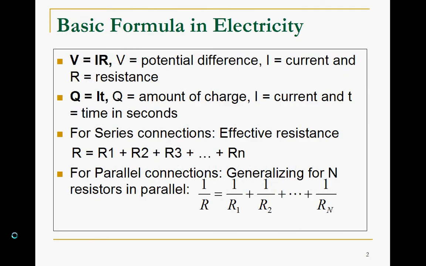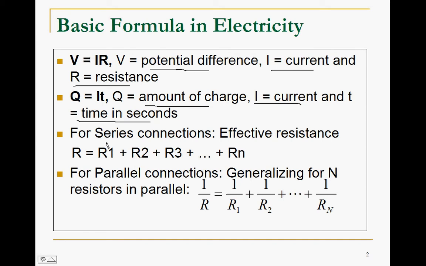So we first look at the basic formula in electricity. The first one, V equals IR. This is commonly known as Ohm's law. V is the potential difference, I is the current, and of course R stands for the resistance. And you should also learn Q equals IT, where Q is the amount of charge, I is current, and T is the time in seconds.